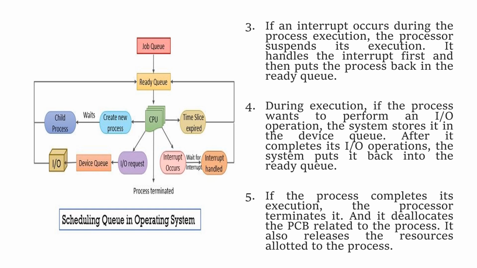During execution, if the process wants to perform an I/O, the system stores it in the device queue. After it completes its I/O operation, the system puts it back into the ready queue. That is, we should know the process that is ready for execution is in the ready queue.